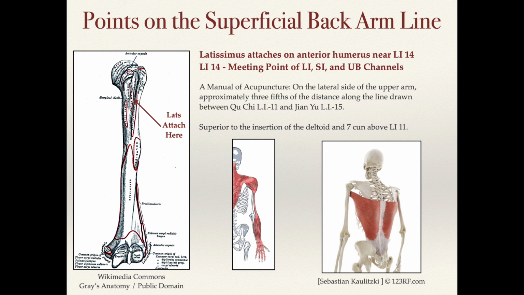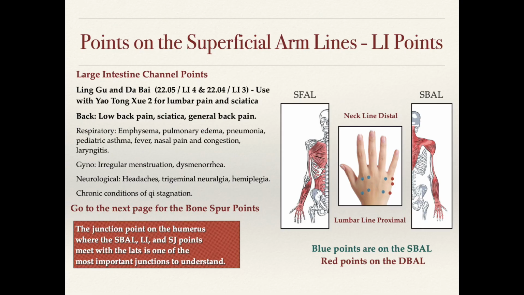So we can see that this Li14 point is a really interesting one because it largely overlaps with the bone spur points, because that third point is 6 sun above Li11. So right in this area of 6 to 7 sun above, we find these meeting points and this convergence of this fascial plane meeting up with the latissimus muscle. Let's take a look at the next slide, where we see points on the superficial arm lines.